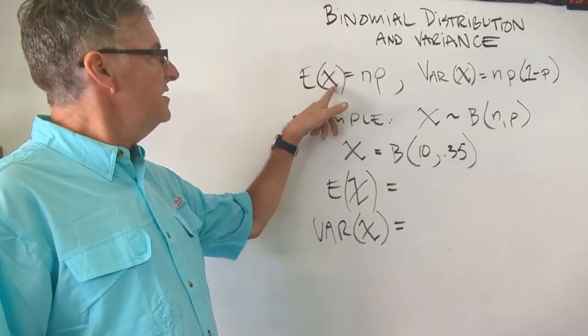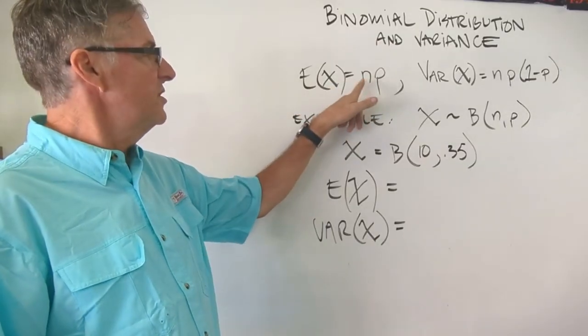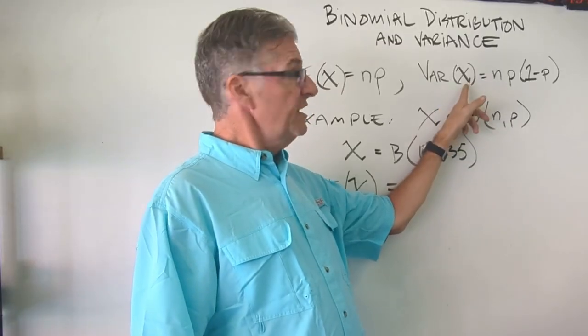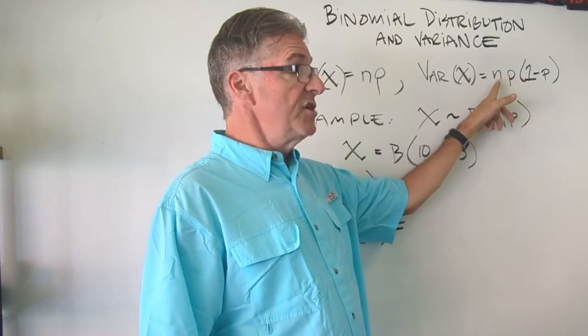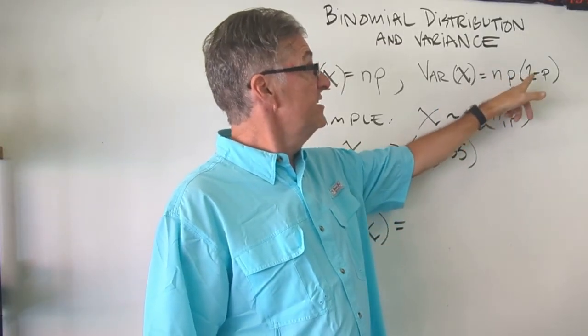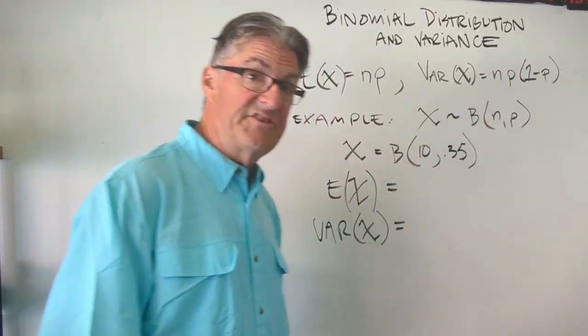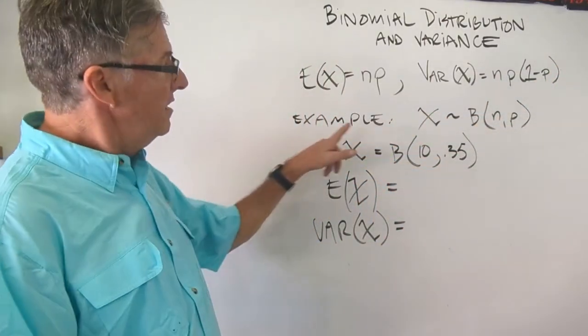Here is the expected value for random variable x. It's just the number of trials times the probability of success. And the variance, again, for random variable x, is just the number of trials times the probability of success times 1 minus the probability of success. Okay, dokie. Let's do an example and some calculations.